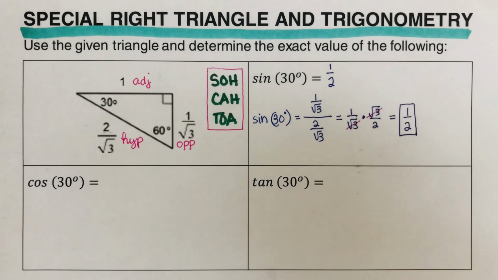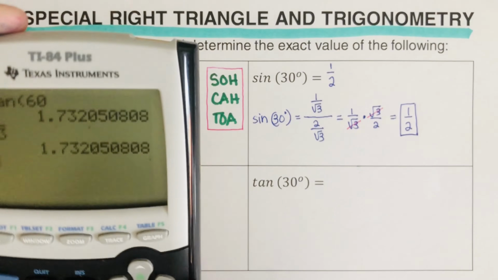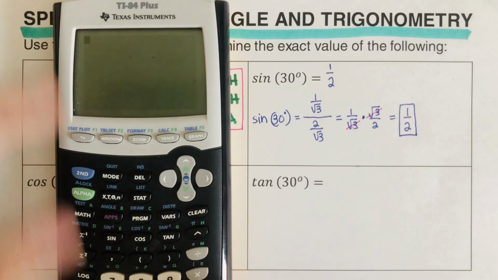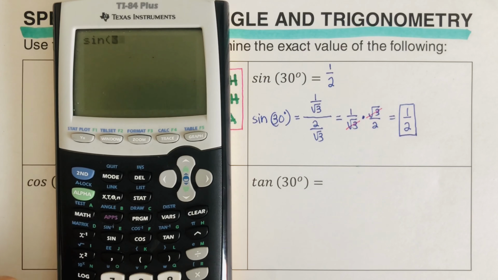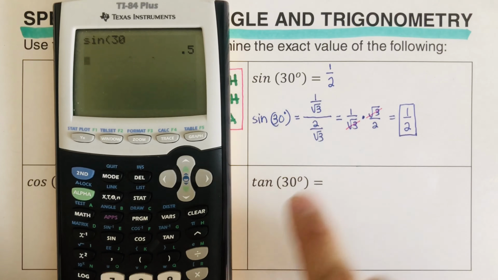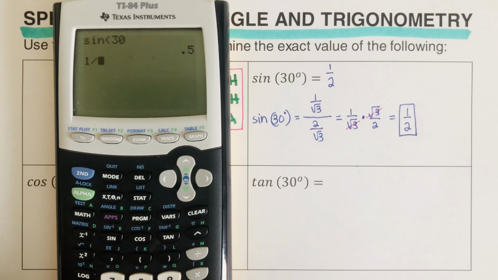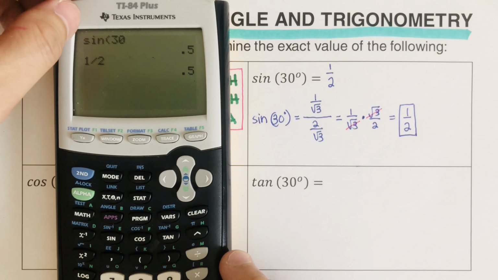Now let's check using the calculator to see what sine 30 is. Is it really equal to 1/2? Sine of 30 is this number right here, 0.5. Now 1 divided by 2 is 0.5. So sine 30 is just 1/2 because both of them are 0.5.